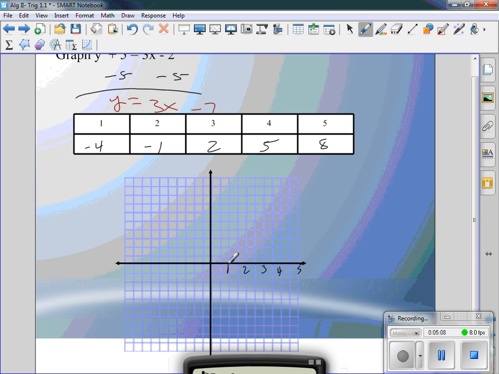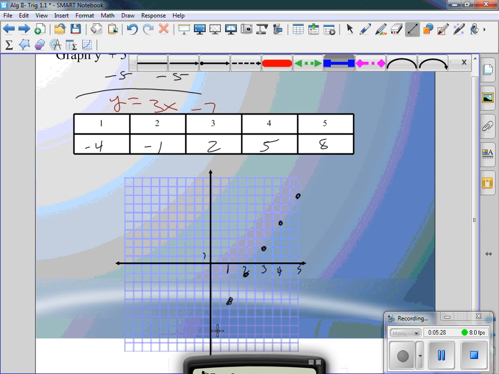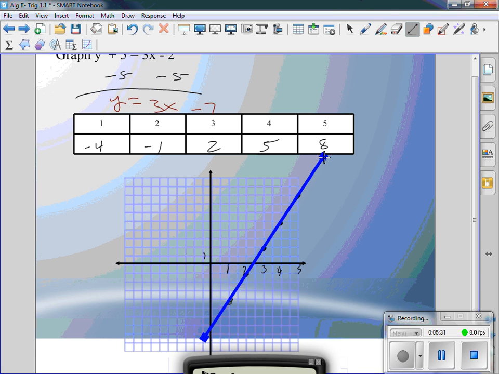1 is 1, 2, 3, 4. 2 is -1. 3 is 2. 4 is 5. And 5 is 8. You did it correctly if they look like they're in a straight line. Well, I'm not looking for perfection here when you freehand these graphs. If I wanted something that was perfect, I would give you graph paper. I wanted stuff that's in your notes. Are we good with tables? Are we okay with graphing?